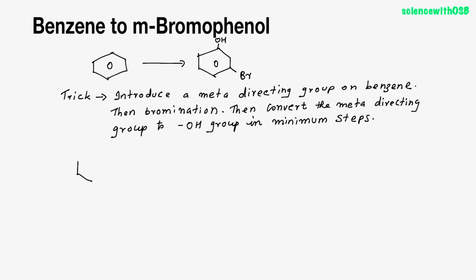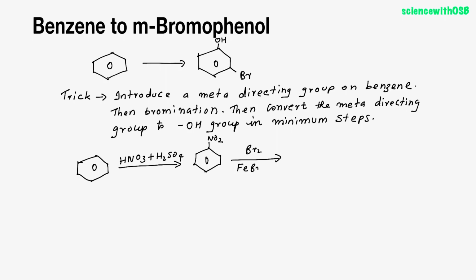So we have to start from benzene. Now we are nitrating it because NO2 group is a meta-directing group, right? So we are nitrating it by adding HNO3 and H2SO4. So we got what? Nitrobenzene. Now brominate it by adding Br2 in the presence of FeBr3. Now bromine will be on the meta position, right? Okay, now bromine is on the meta position.